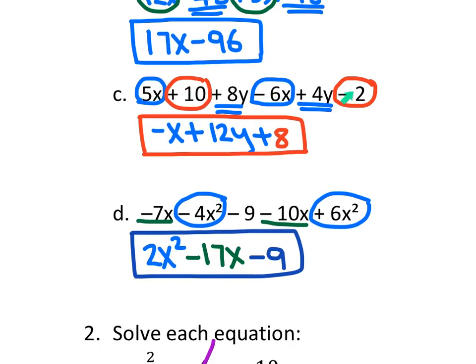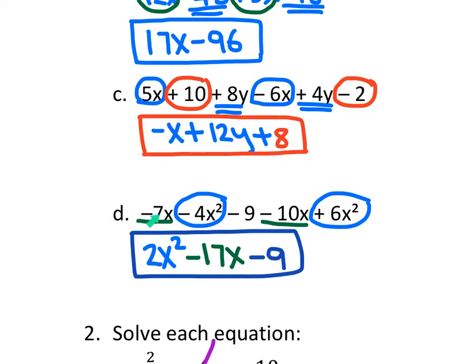On C, 5x and negative 6x are like terms. The 10 and the negative 2 are like terms, and the 8y and the 4y are like terms, and none of them needed to be distributed. So 5 minus 6 is negative x, 10 minus 2 is positive 8, and 8y and 4y is positive 12y.